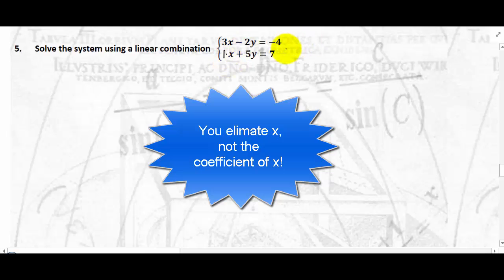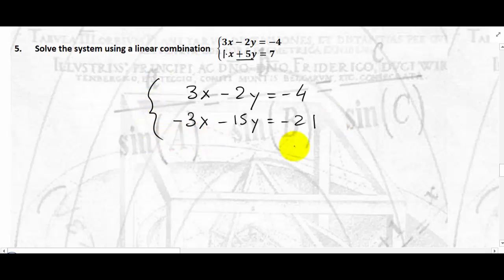So I will keep the first line as is, okay? I'm not changing the first line. And I'm going to multiply the second line by negative 3. I'm going to multiply both sides by negative 3. I like to add my equations. I don't like to subtract because I make mistakes when I subtract. So let me multiply the second equation by negative 3, and I'm going to write it right under. So it's negative 3x, negative 3 times 5 minus 15y equals negative 3 times 7, negative 21, okay? And now what? Now I will add side by side. I'm allowed to add two sides of an equation.